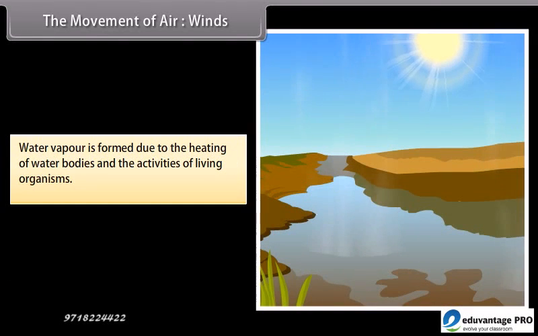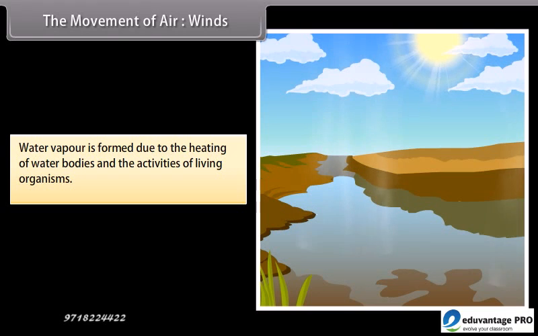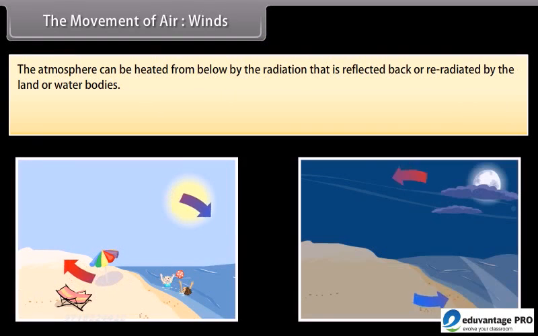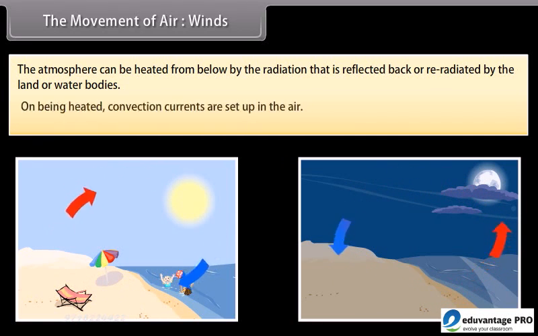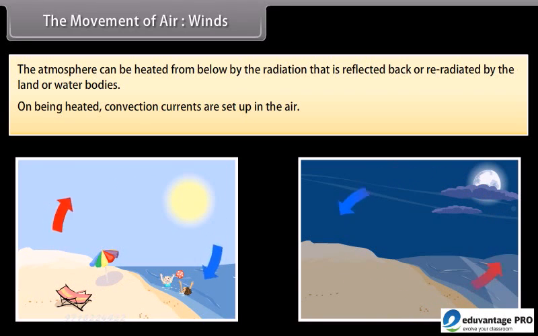Water vapor is formed due to the heating of water bodies and the activities of living organisms. The atmosphere can be heated from below by the radiation that is reflected back or re-radiated by the land or water bodies. On being heated, convection currents are set up in the air.